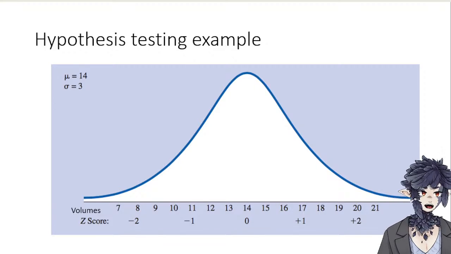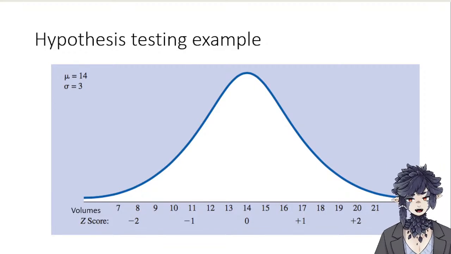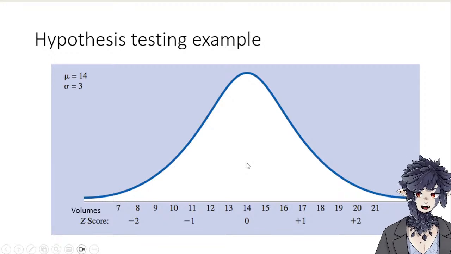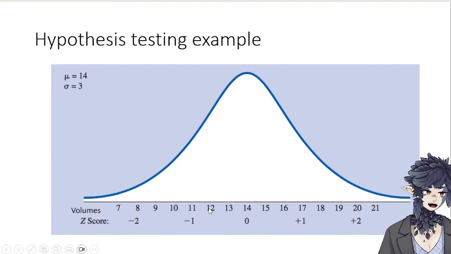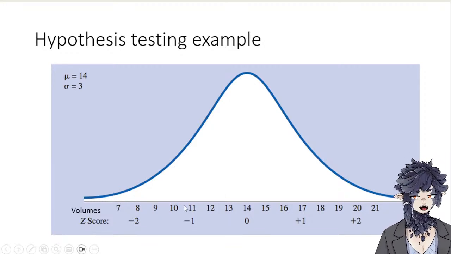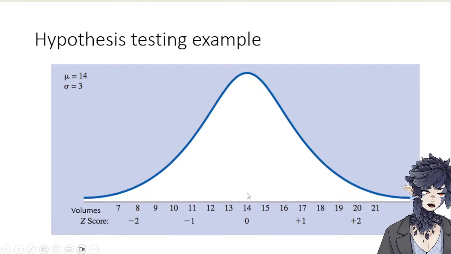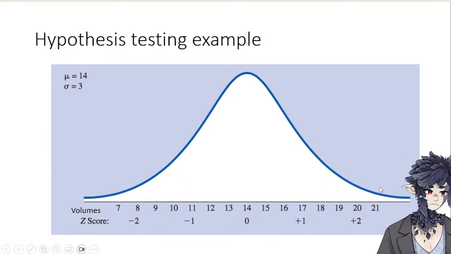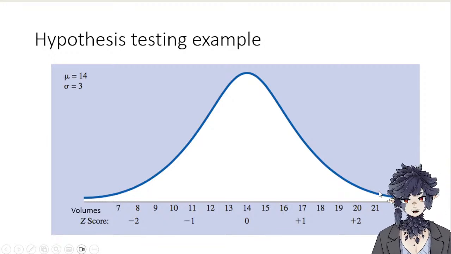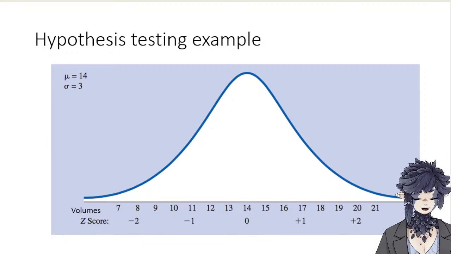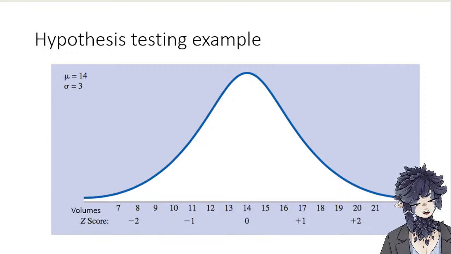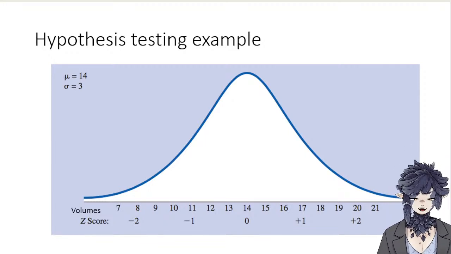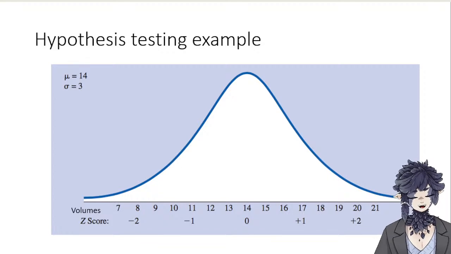So the distribution of all the manga might look like this. We can see the mean is at 14, so on average, manga are 14 volumes long. The standard deviation is 3, so most manga are between 11 volumes and 17 volumes, and very few manga are less than 7, and very few are greater than 21. Again, I do not have the actual data on this. I'm making up these numbers. Do not trust me on the numbers. I am using them to illustrate a point.